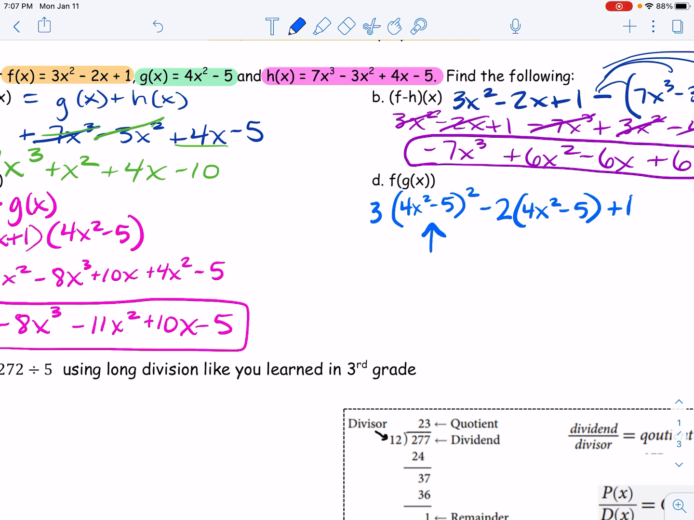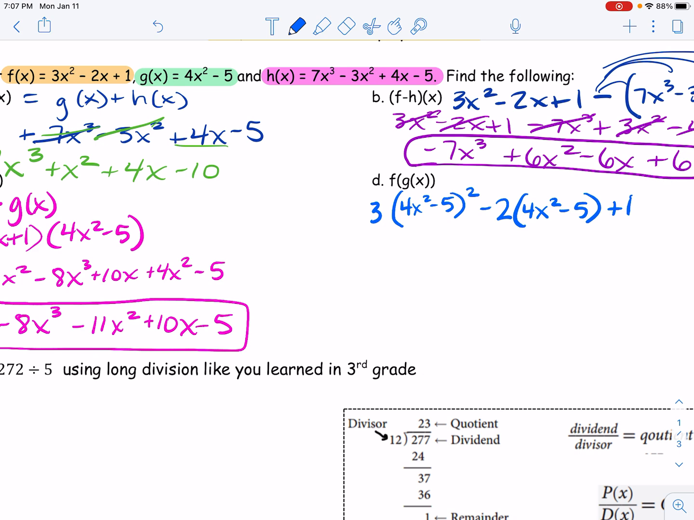Okay, parentheses, exponents, multiplication, division, addition, subtraction. Parentheses, nothing can happen inside of there, but then exponents, I can square that binomial, so I do need to do that. Remember, squaring this binomial in particular would not give me 16x to the 4th minus 25, or plus 25, okay? You have to FOIL it out.